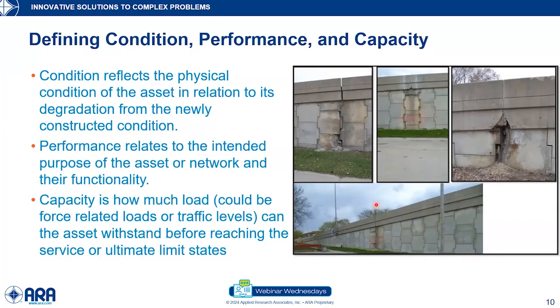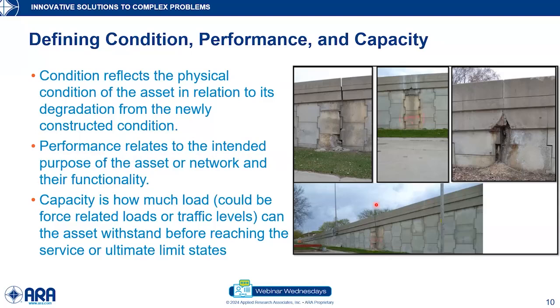So when we talk about geotechnical assets, we have been thinking of multiple aspects. Condition. Condition, in this study, reflects the physical condition of the asset relative to its original condition when it was constructed. As you can see here, some of the photos show a bridge approach with a wall that is deteriorating. So that condition is dropping down.